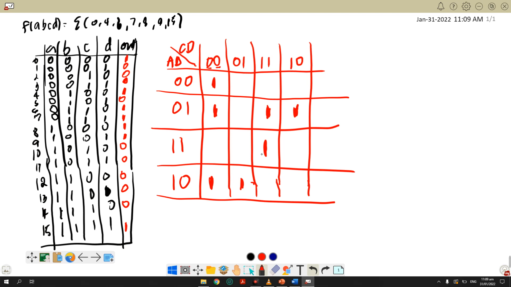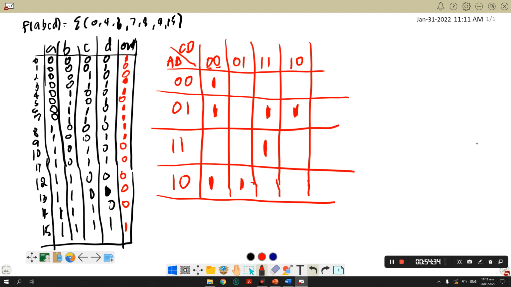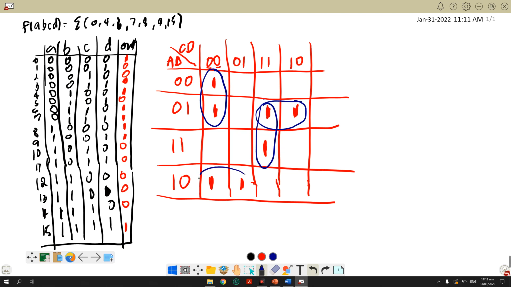So how do we group this example? So we can group this one, maximizing the groups. We can also group this one, can also group this one, and we can also group that one. So take a look at this one.